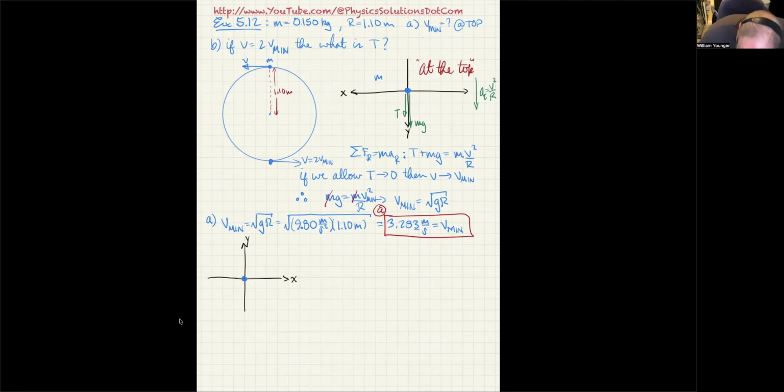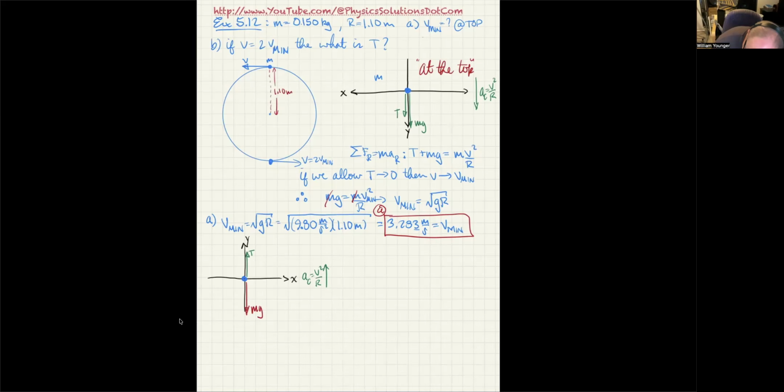I have that the tension in the string is pulling upward, and the weight, the force of gravity, is pulling downward, so that's mg. And we know that in order for this thing to maintain a circle, the acceleration has to be upward, because that's where the center of the circle is. So we'd say a sub c is equal to v squared over r, and it is pointing upward.